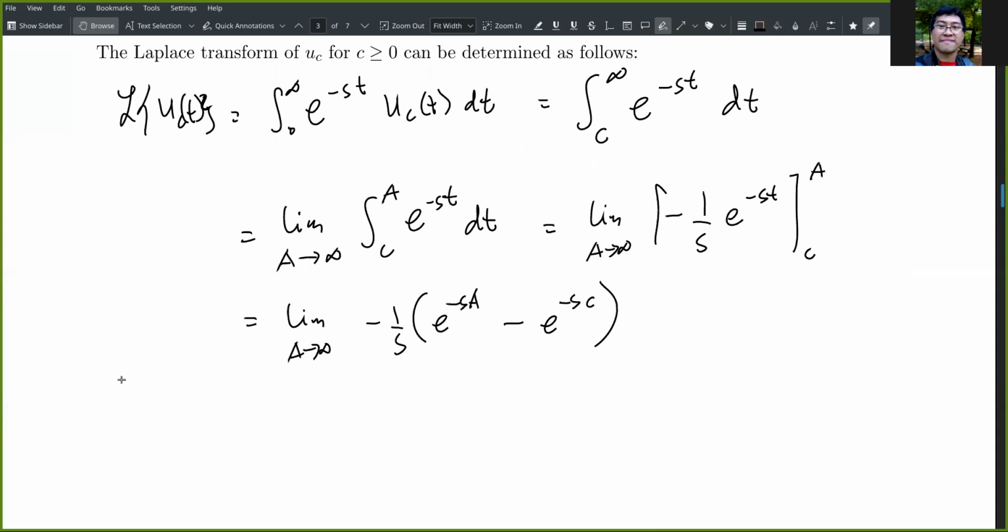Okay, for s positive, as a goes to infinity, this whole term becomes 0. So you have e to the minus cs over s for s greater than 0.